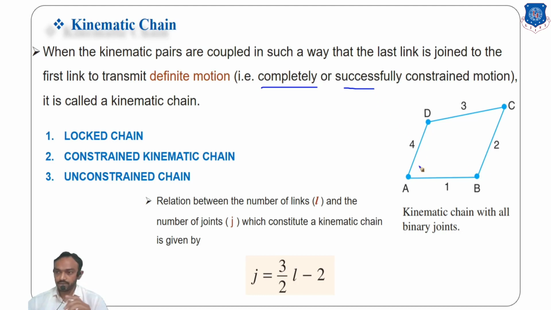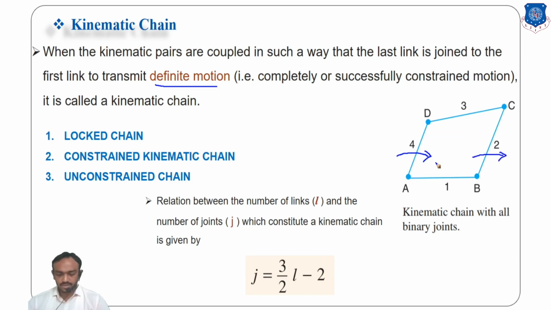The last link, link number 4, is connected to link number 1. So here a total loop is created. 1 is connected to 2, 2 to 3, 3 to 4, 4 to 1. So when all links are connected, it is called a kinematic chain, and there is only one criterion: there will be only definite motion. So if I give the motion to link number 4 in this direction, then link number 2 will move in this direction in definite motion.